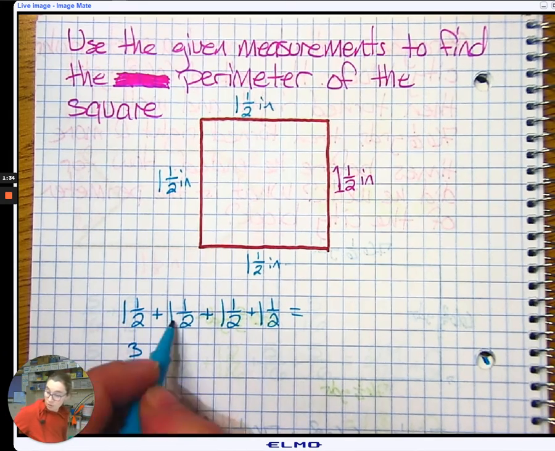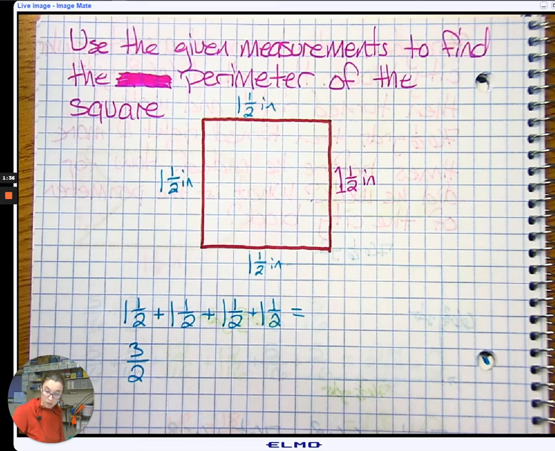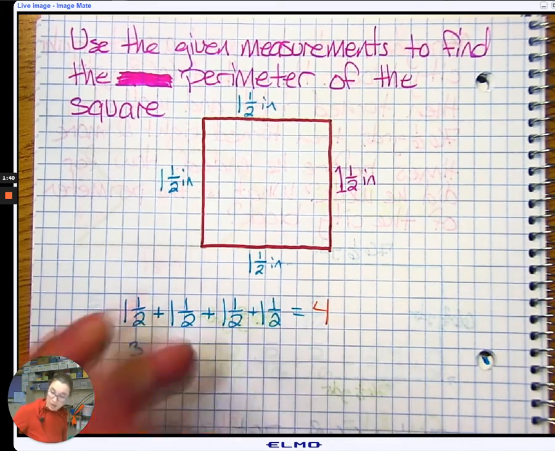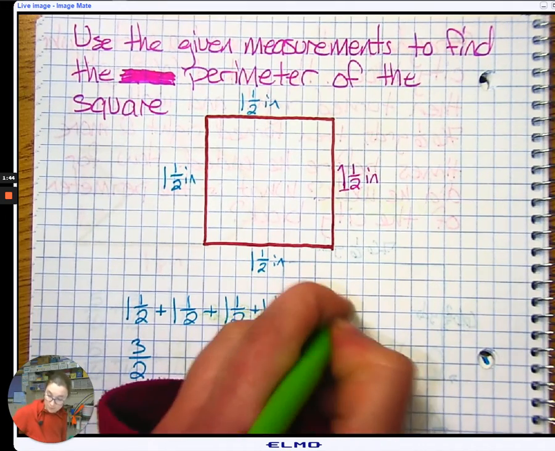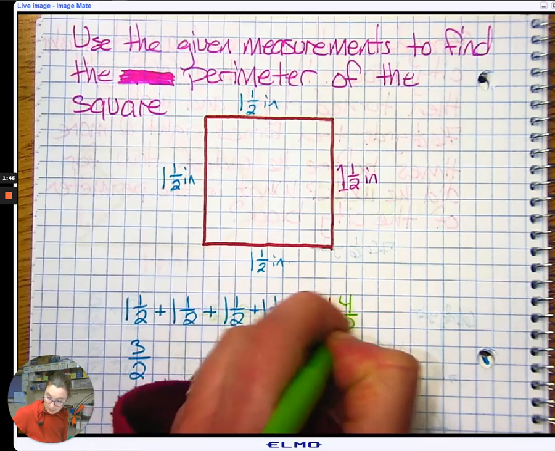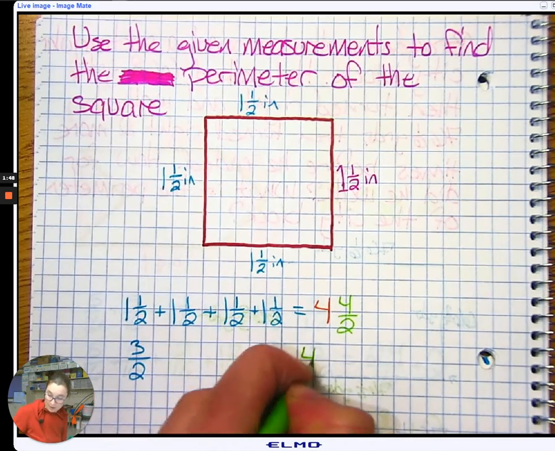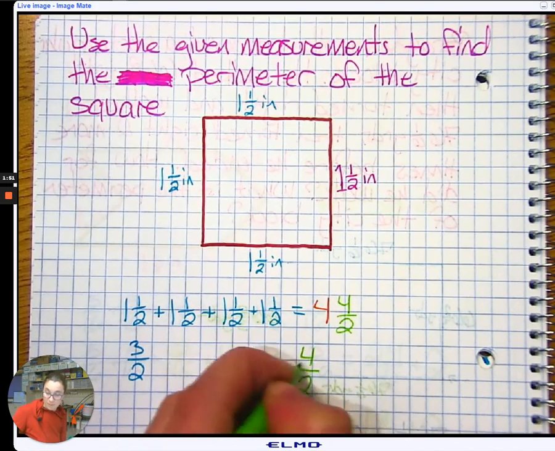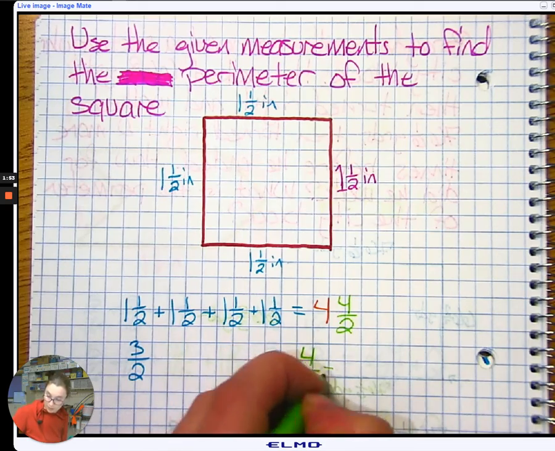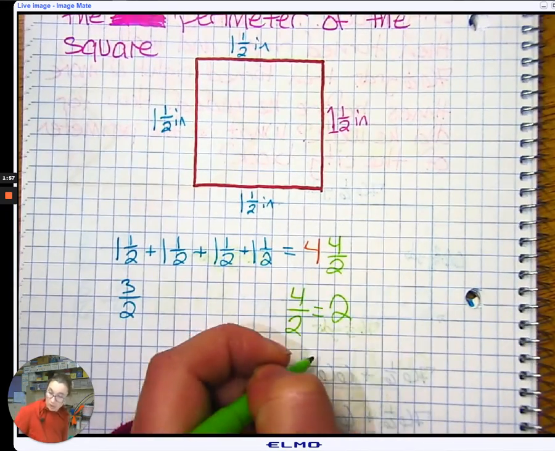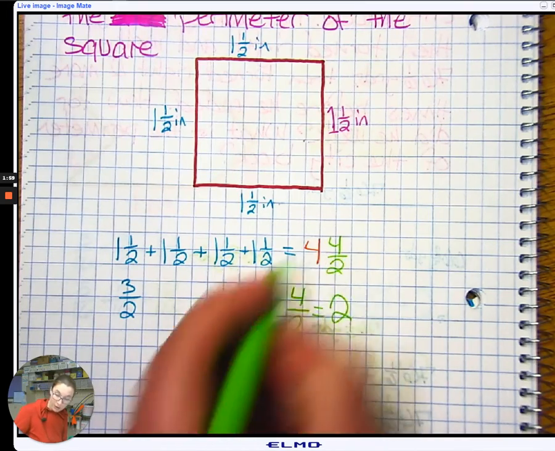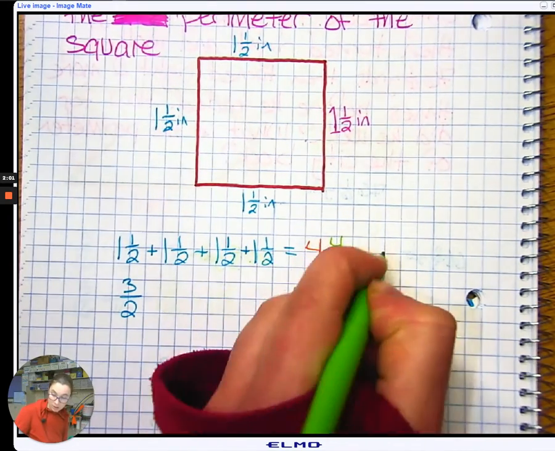So I have 1, 2, 3, 4 wholes. 4 wholes. And 1, 2, 3, 4 halves. And 4 halves. And now I know that 4 halves can be simplified. 2 goes into 4 2 times, and there's nothing left over. So 4 and 4 halves equals 6.